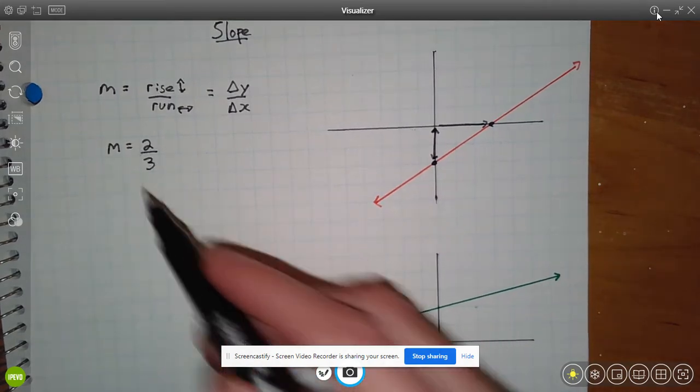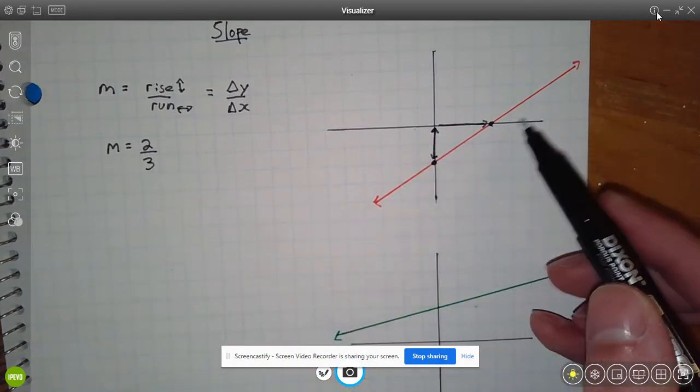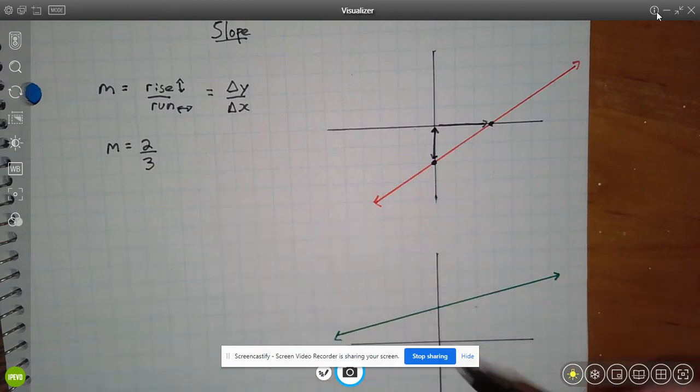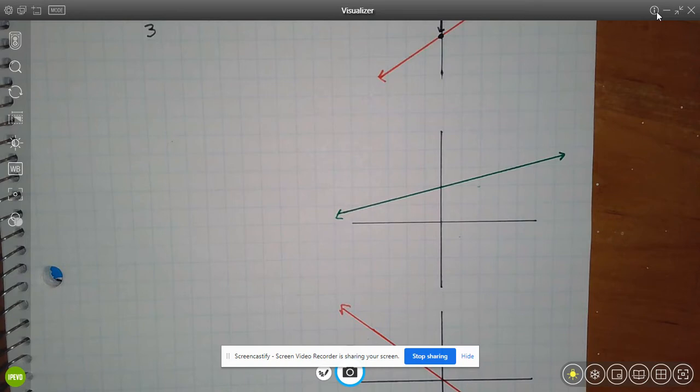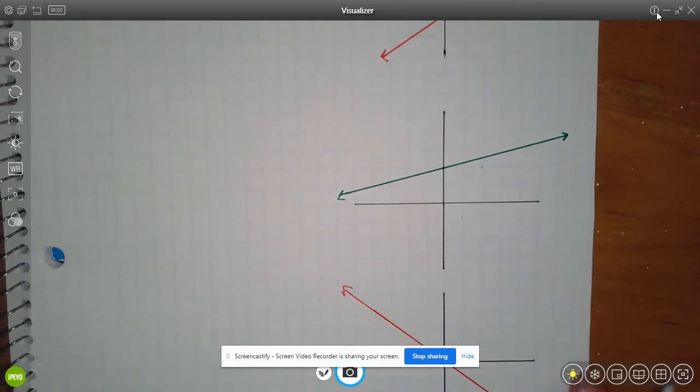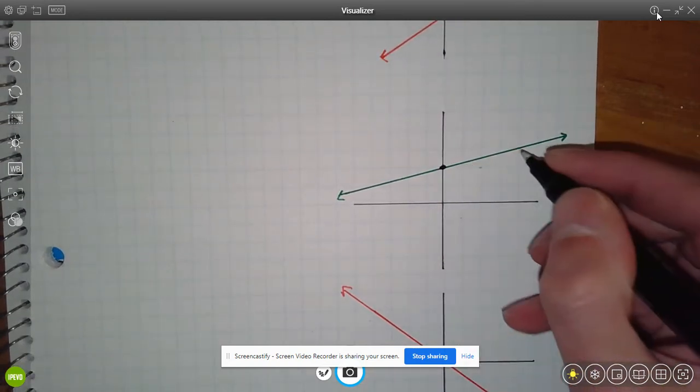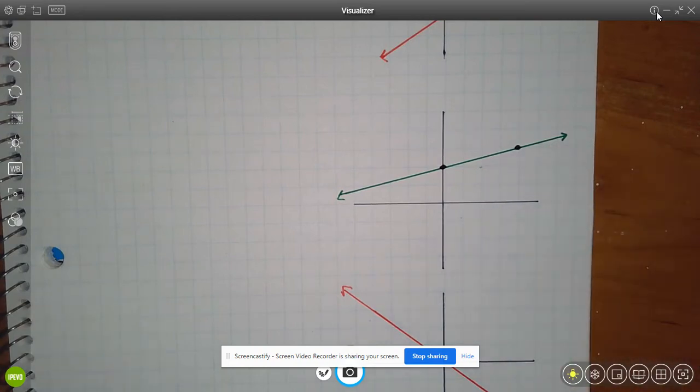So if I have a positive slope, that means my line is going up as we look from left to right. So I've got a slope here of 2 over 3. Let's just look at a couple more examples. Again, I only need 2 points to define the slope. So you want to try to find 2 points.